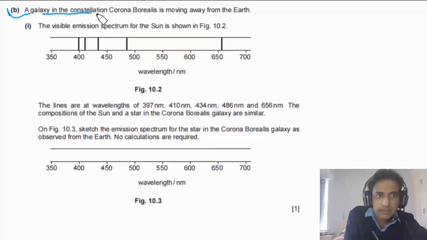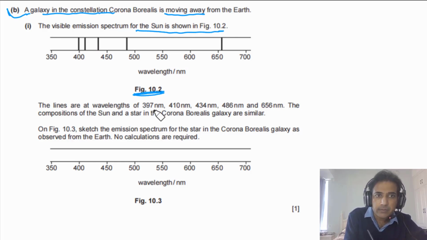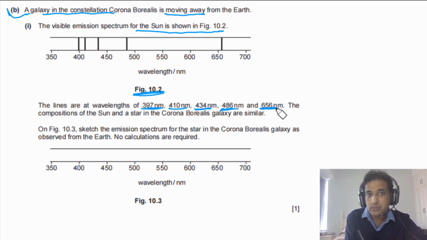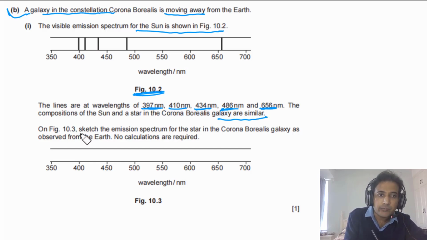Part B says a galaxy in the constellation Corona Borealis is moving away from the Earth. The visible emission spectrum for the sun is shown in figure 10.2. The lines are at wavelengths of 397, 410, 434, 486 and 656 nanometers. The compositions of the sun and a star in the Corona Borealis galaxy are similar. On figure 10.3, sketch the emission spectrum for the star in the Corona Borealis galaxy as observed from the Earth. No calculations are required. Sketch the emission spectrum.